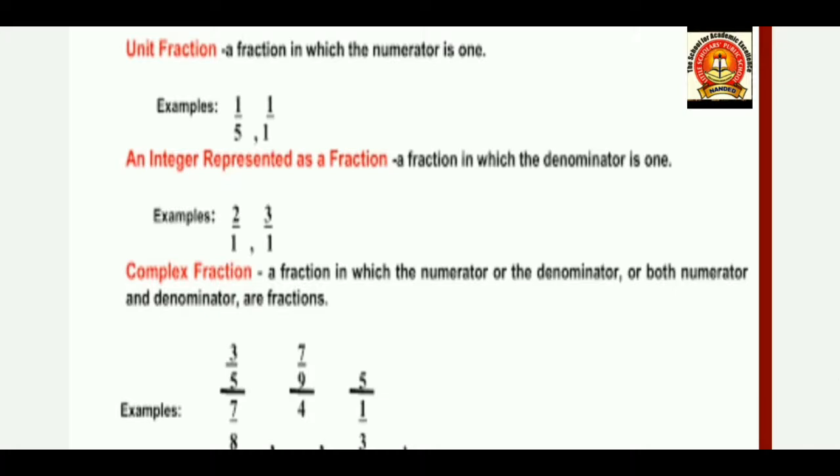Moving to the next, unit fraction. As the name itself suggests, unit means 1, so the numerator is going to be 1 and the denominator can be different. And we know that all integers can be written in the form of fractions. If there is nothing in the denominator, by default there is 1, so I can write 2 upon 1, 3 upon 1, like this.